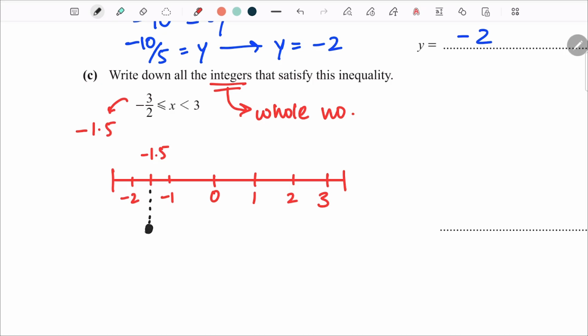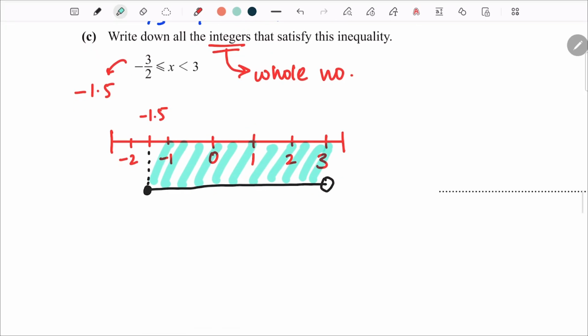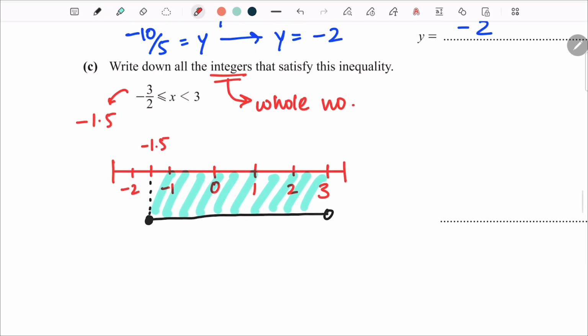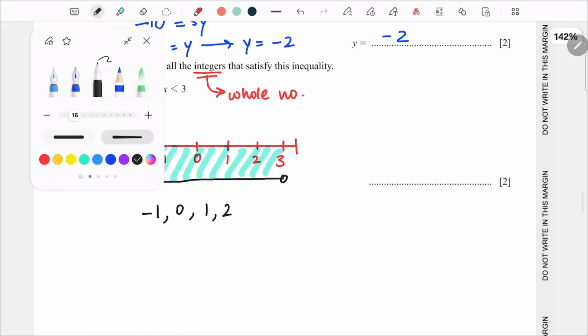So I'm going to draw a dot right here, and it's stating that it is less than 3. So it's going to go all the way till 3, and I'm going to stop at 3. So the inequality is basically satisfying all the numbers where the red and black region are overlapping. I'm not going to include 3, because it's stating that x is less than 3. There is no equal to sign, which means that we won't be considering 3. So all the values satisfied are minus 1, 0, 1, and 2. And that is going to be my final answer.